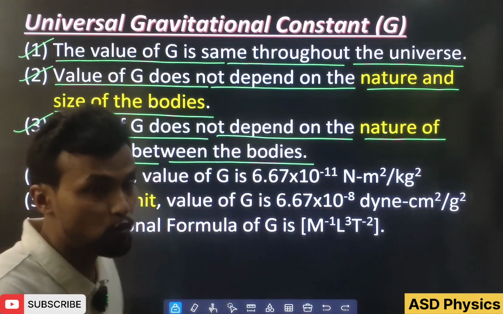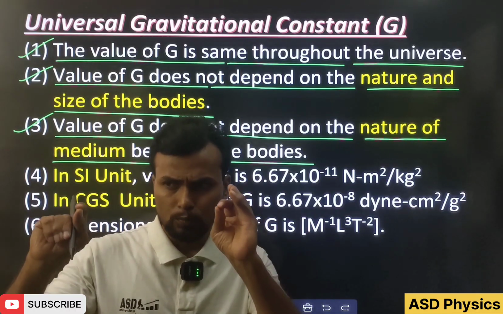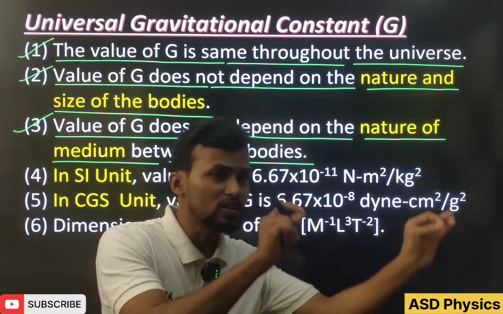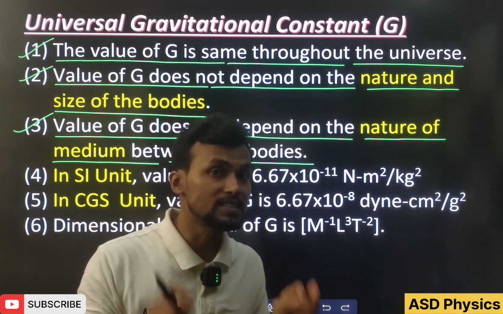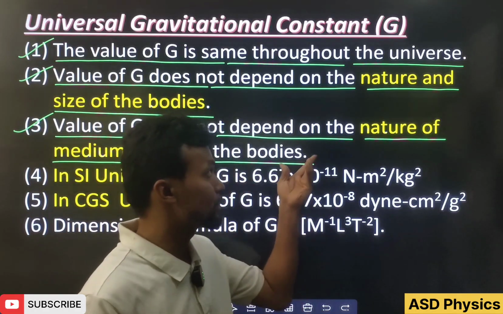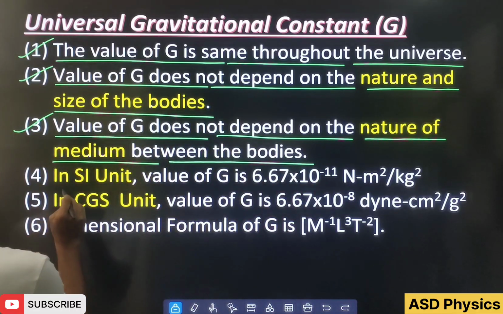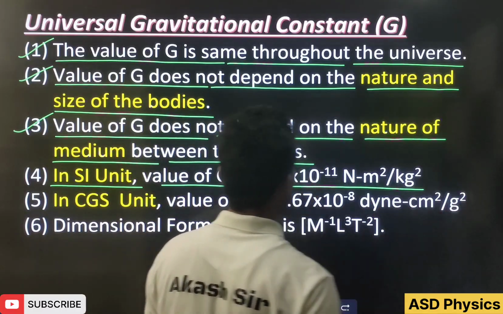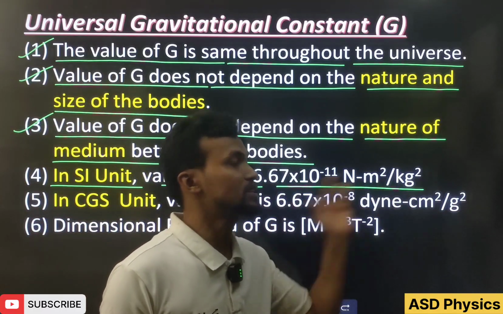That is the important point, because gravitational force does not depend upon the medium. Whether you put two masses in air, or the same arrangement in water, oil, or anywhere, the force will be the same, because M1, M2 and R are the same, and capital G also does not depend upon the medium. So remember that. Fourth, in SI units, can you remember the value of G? It is 6.67 into 10 power minus 11 Newton meter square per kilogram square.